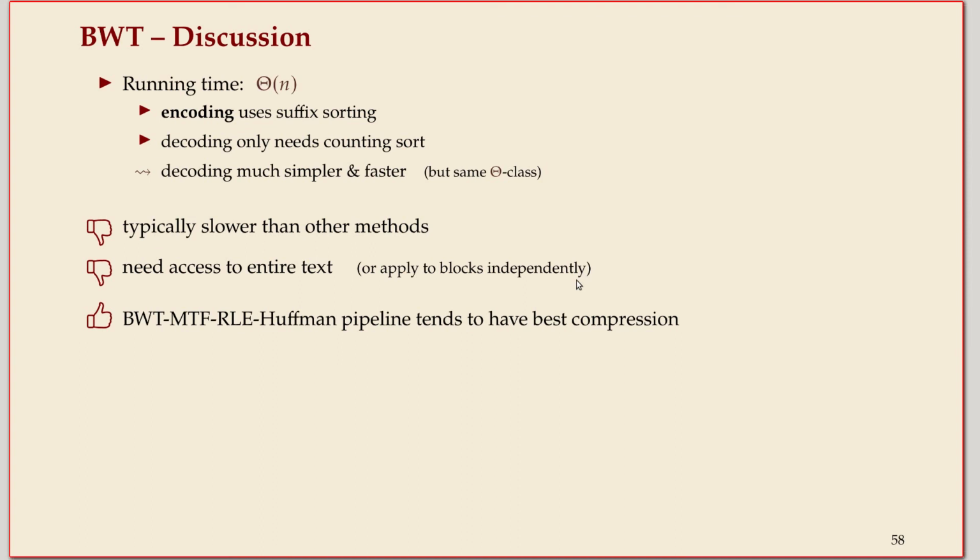But the positive part is that this pipeline, BWT, which is the most important part of this pipeline, followed by move to front, run length encoding, and Huffman encoding of the outcome, that tends to have the best compression of any method known for natural language text. And I think this is still the state of the art, which is pretty impressive.